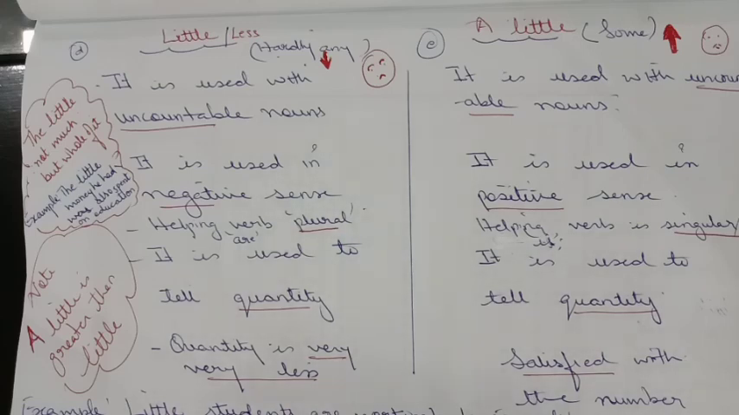So, little is used in a negative sense and a little is used in a positive sense. Both are used to tell quantity, and both are used with uncountable nouns. The helping verb with little is plural, whereas with a little it is singular. Quantity for little is very, very less, not satisfied with the number. And a little means satisfied with the number, something is there. Okay? I think the concept is clear.